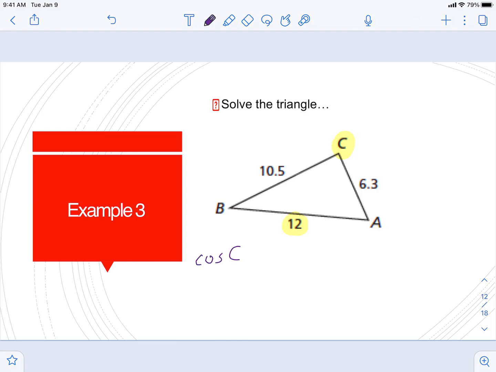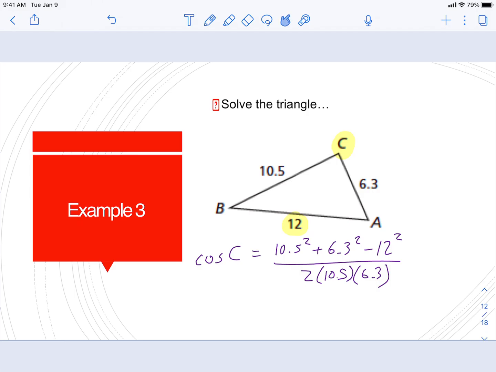So cosine of C is equal to the other two sides, 10.5 squared plus 6.3 squared minus the opposite side, 12 squared, all over 2 times 10.5, the other two sides, 6.3. All right, so important thing, again, if we're finding angle C, this has to be the one which is side C. Okay, now when it comes to these, I like to plug these into the calculator in kind of steps.